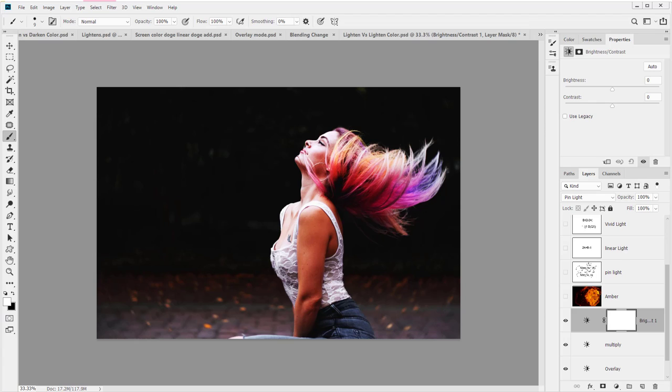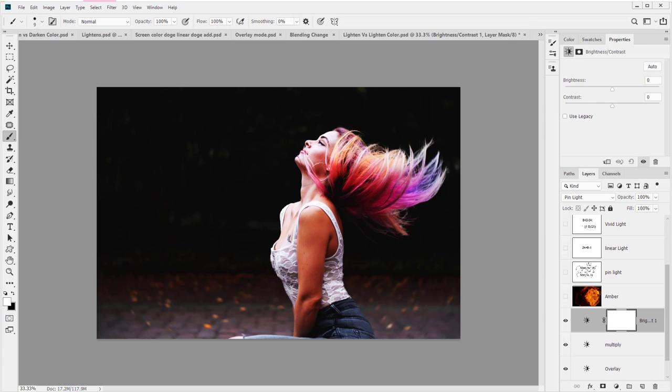So what are linear light and vivid light? Well, as I said in the last video, vivid light has color burn and color dodge. Color burn to darken anything below 128 in luminance value, and color dodge to lighten anything above 128 in luminance value.